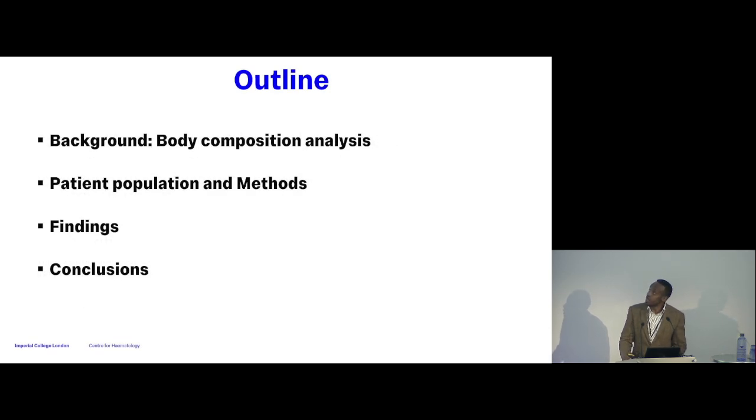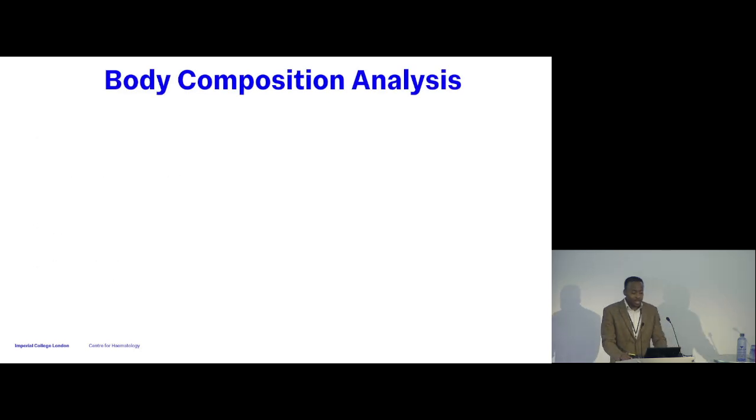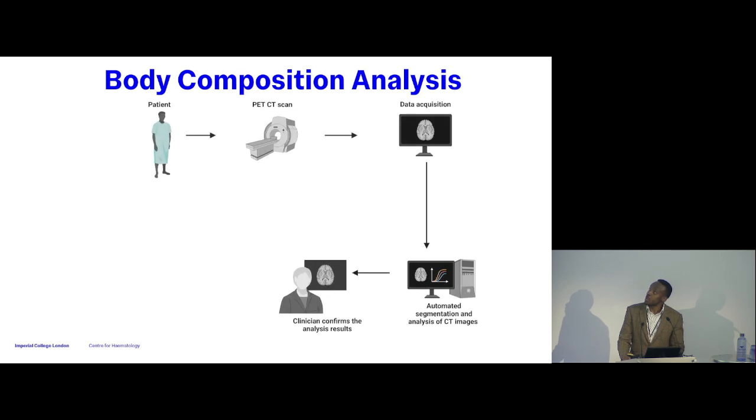This is my outline, and body composition. Essentially, body composition is the relative proportions of the various body tissue compartments, including muscle, bone, visceral, and subcutaneous adipose tissue. There are many ways of measuring body composition, including DEXA scans. But for the purpose of this study, we did a CT-based method.